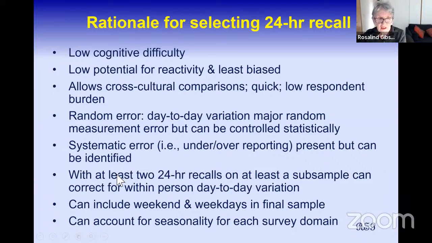We should include at least 2 24-hour recalls on at least a subsample, and this allows us to correct for the within-person day-to-day variation. So it isn't necessary to collect 2 24-hour recalls on every participant in your national survey, but you have to collect it on a subsample that's carefully chosen. We have to ensure that in the final selection of days, we do include weekend and weekdays, and also that we account for seasonality for each of our survey domains.